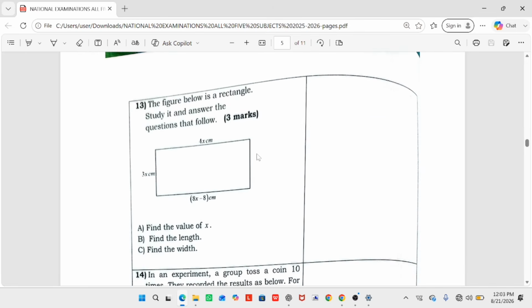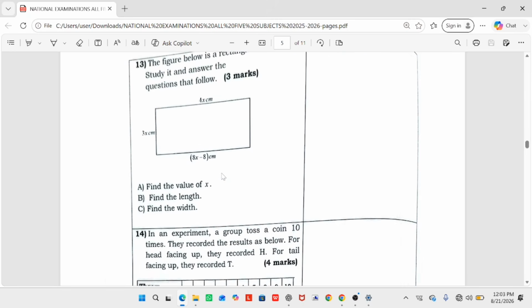And then the figure here, you have the rectangle. You have the width of 3x centimeters, and the length of 4 centimeters. Another length side is equal to 8 centimeters minus 8x, or 8 minus 8x centimeters. But you remember that the opposite sides are always equal. These lengths are equal, which means you can equate them and then find the value of x, which will help us to get the exact measurement of the length and width.